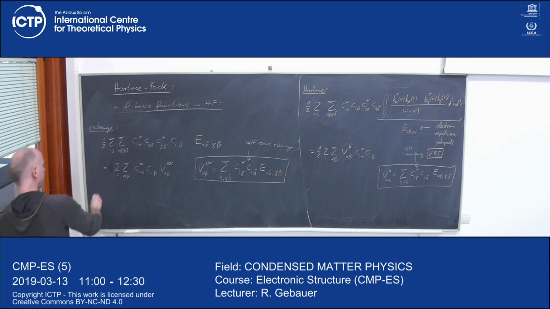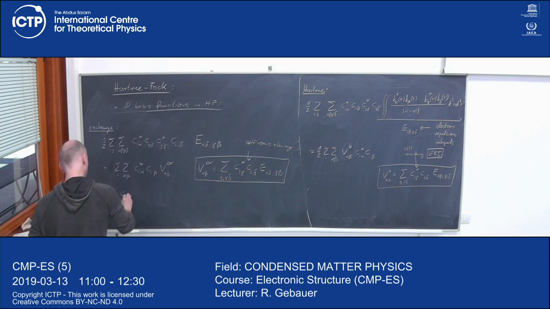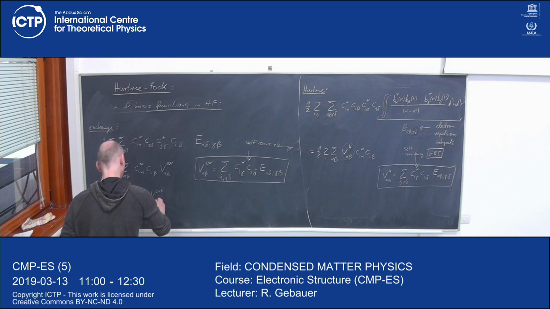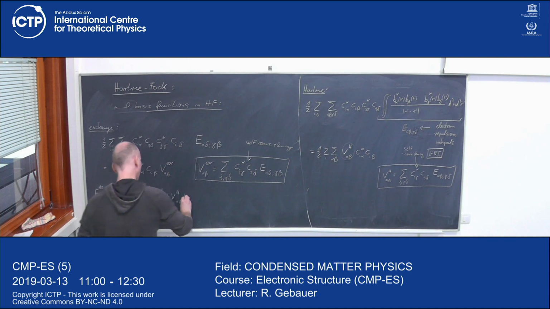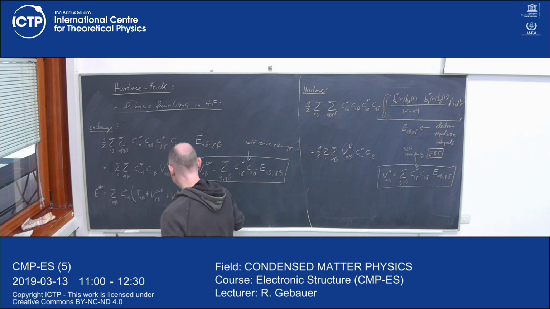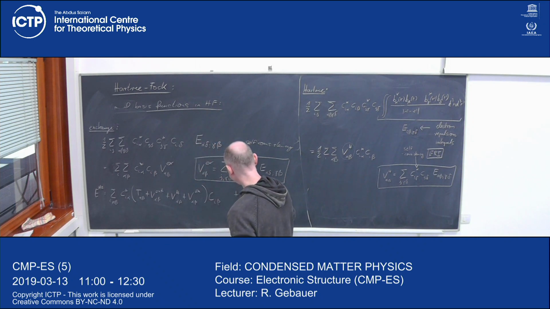But now this allows us to say that E Hartree-Fock is very simply the sum over i and alpha and beta, C_i alpha complex conjugate, and here we have T alpha beta plus V external alpha beta plus V Hartree alpha beta plus V exchange alpha beta, times C_i beta, plus the ion-ion term.